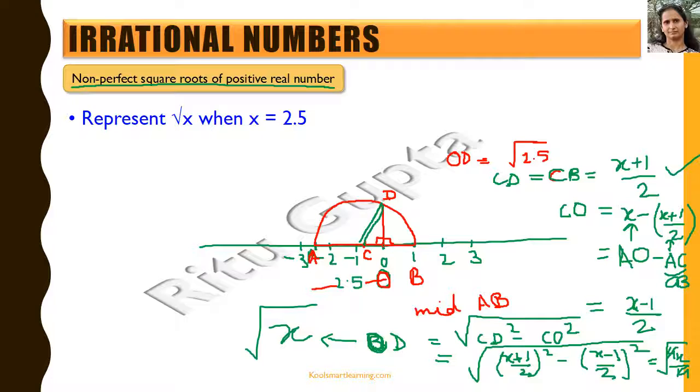Now again with O as the center and OD as the radius, if we draw an arc, this is where it cuts the number line. So we can say on the number line OE represents root x. So this is how the non-perfect square roots of any positive real number can also be represented on the number line.